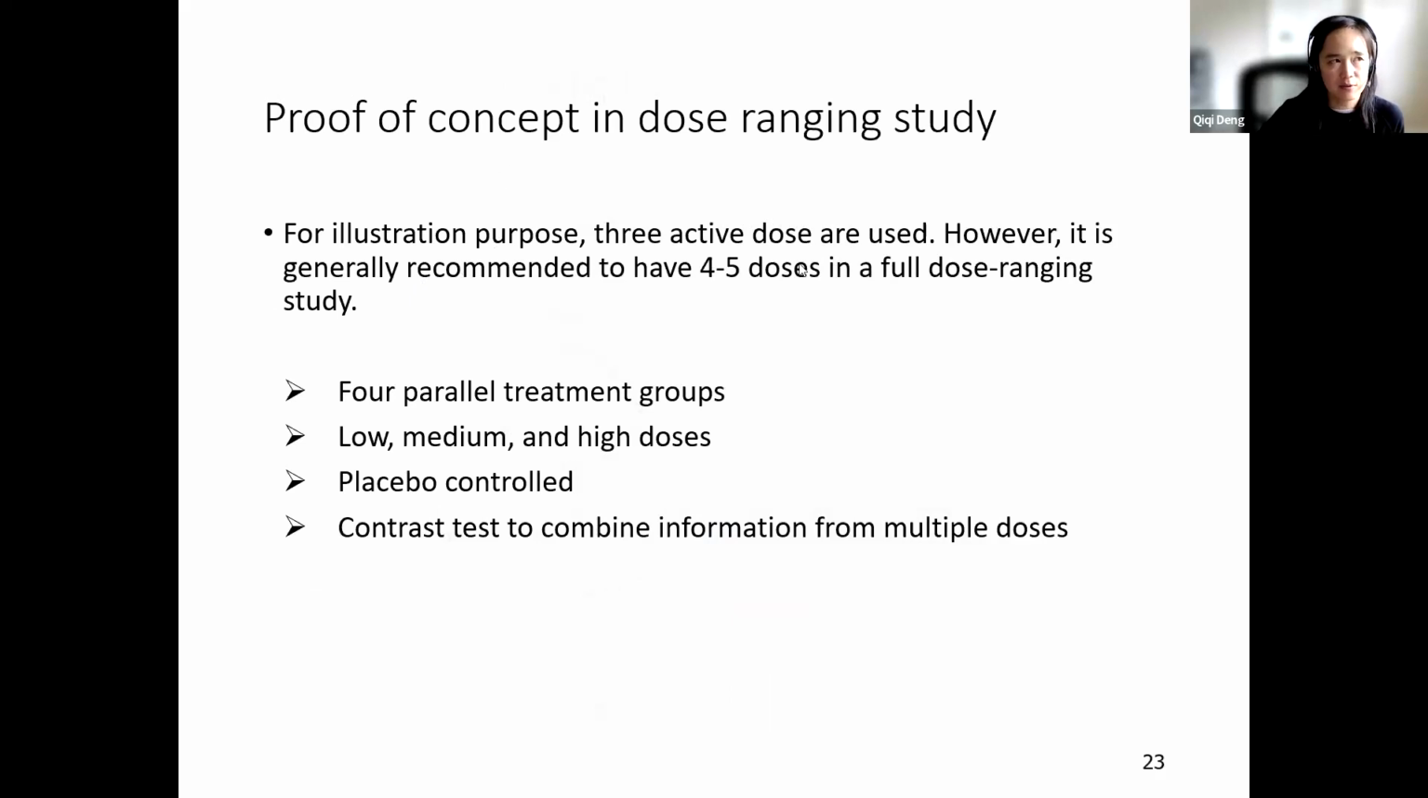However, if you want to combine the proof of concept with a dose ranging study, and you are having multiple doses in your clinical trial, for example, you may have 3 doses, low dose, medium dose, and high dose, and then you have the placebo arm, and you randomize the subjects into the 4 arms, then how do you do the testing under this multiple dosing scenario?